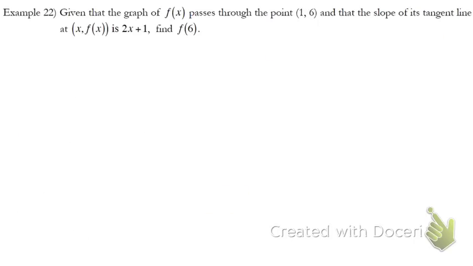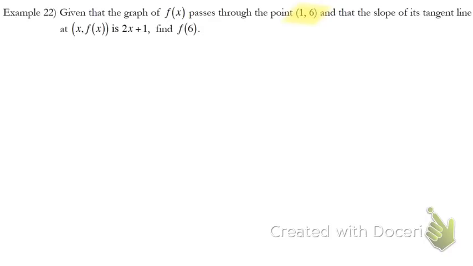Alright, here is our last example for this video, and it's a similar topic, just maybe worded a little bit differently. It says, given that the graph of f of x passes through the point 1, 6, it might not look like it to you yet, but that is an initial condition. They're giving us information about the original function.